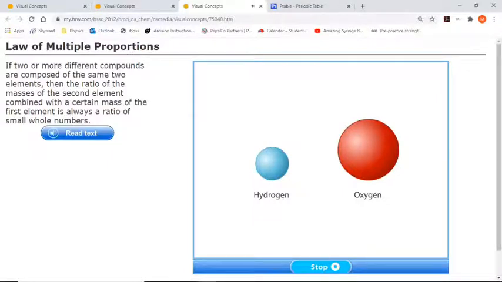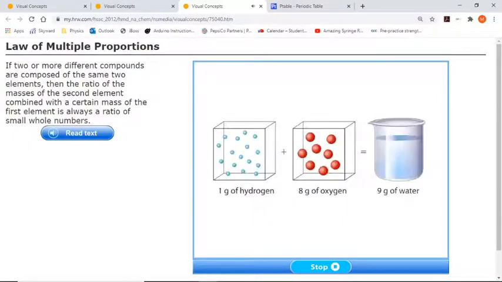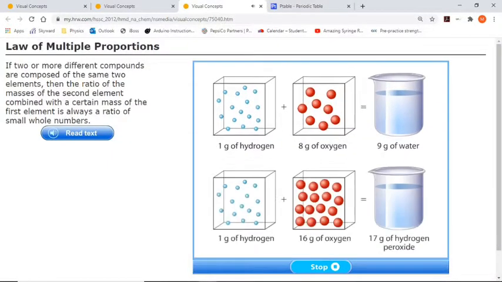This law can be demonstrated using two compounds formed from hydrogen and oxygen, water and hydrogen peroxide. A 9-gram sample of water results from the reaction of 1 gram of hydrogen gas with 8 grams of oxygen gas. A 17-gram sample of hydrogen peroxide results from the reaction of 1 gram of hydrogen gas with 16 grams of oxygen gas. We note that the amount of hydrogen in both samples is the same. The ratio of the masses of oxygen in these two compounds is 8:16, or 1:2.